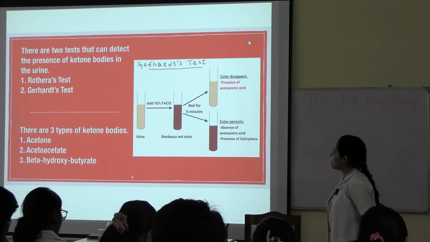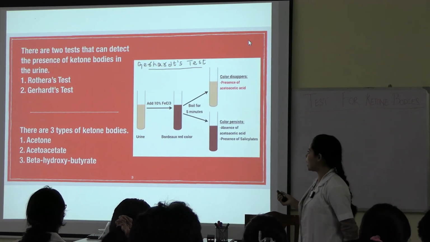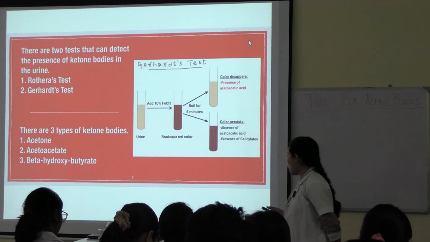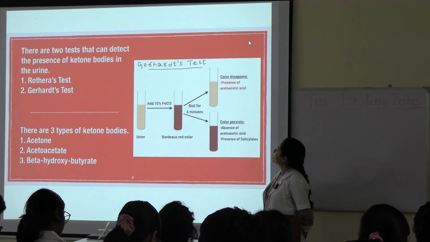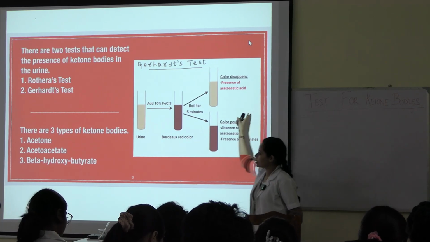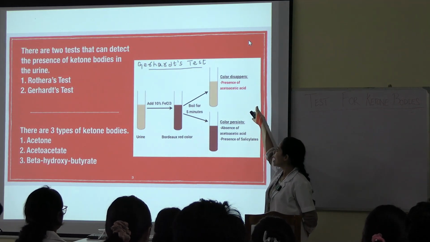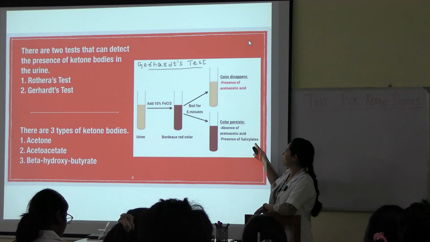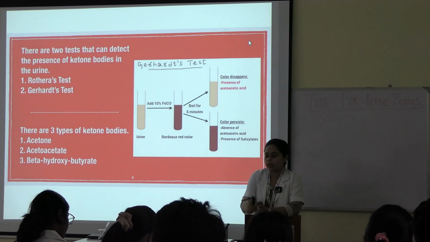In Gerhardt's test, we take around 3 to 5 ml of urine sample and add 10% ferric chloride, which gives a Bordeaux red color. After that, we boil it for 5 minutes. If the color disappears, it indicates the presence of acetoacetic acid. If the color persists, it means the absence of acetoacetic acid and the presence of salicylates. This is how we find out whether it is present or not.